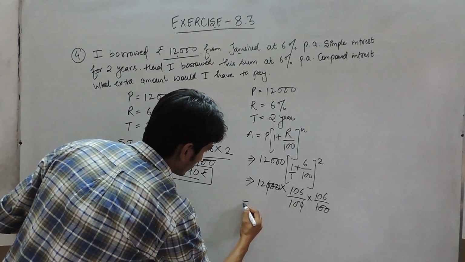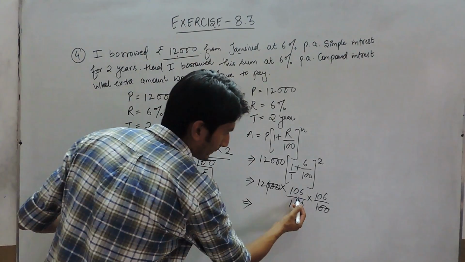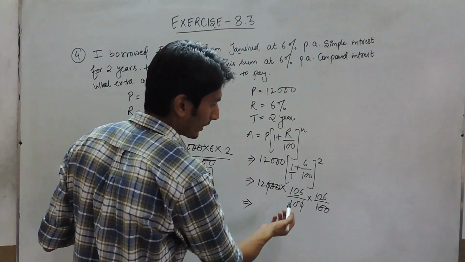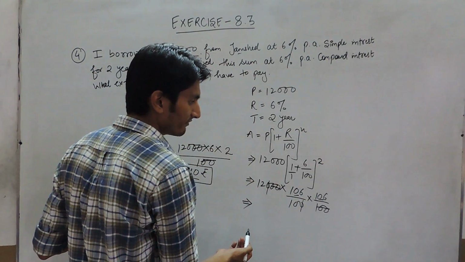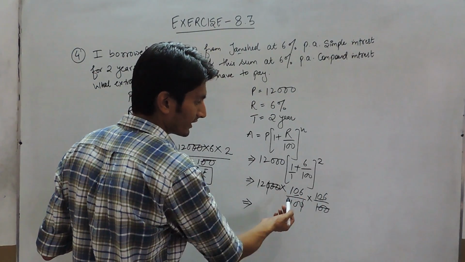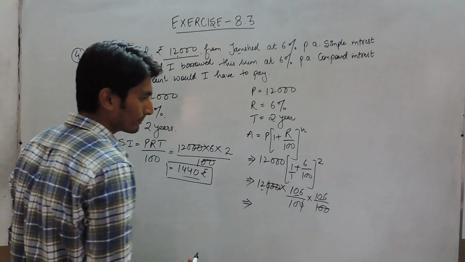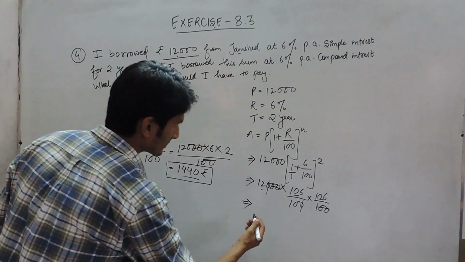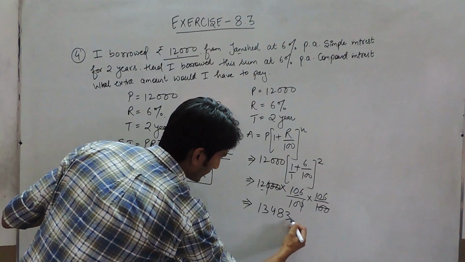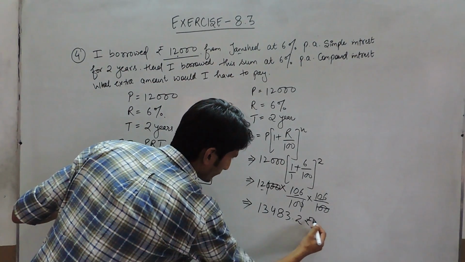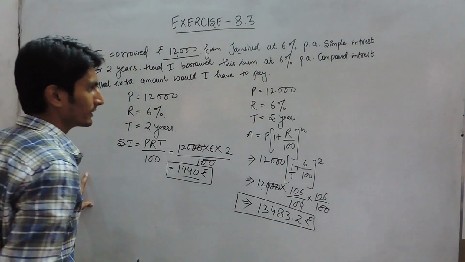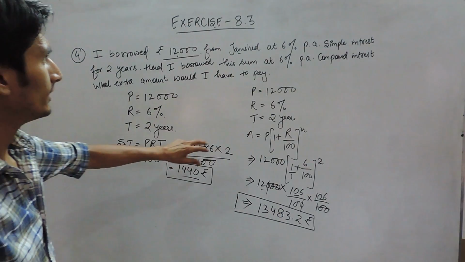So here, multiplying this with this is actually 106 square. We know how to find the square of a number. Take 105 as a base and add 105 and 6 to that, square of 105, and again multiplying it with 12 will give us 13483.2 rupees. So this much amount I have to pay Jamshed.